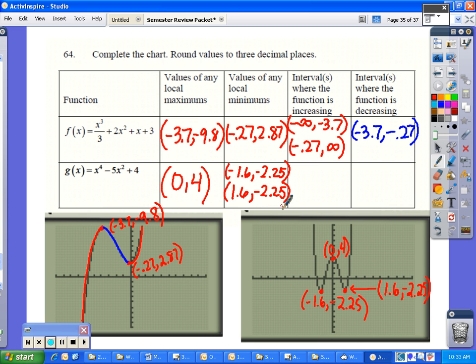Okay, intervals of increasing. From left to right, I go up here, and I go up here. So those two intervals, again using the x values, are from negative 1.6 up to 0, and then from 1.6 up to positive infinity. My decreasing intervals are going down from left to right, so there's my first, and there's my second decreasing interval. So from negative infinity to negative 1.6 I decrease, and then again from 0 to positive 1.6.